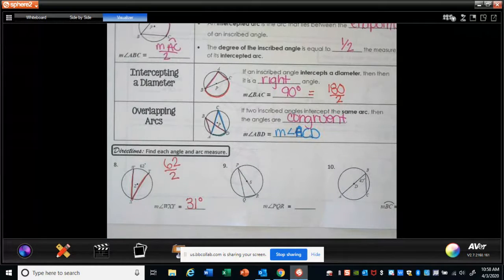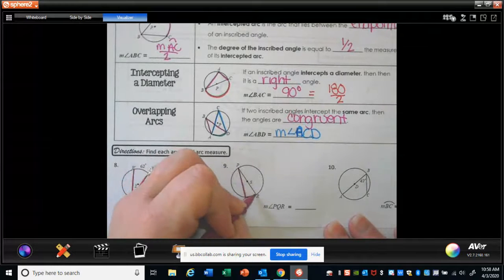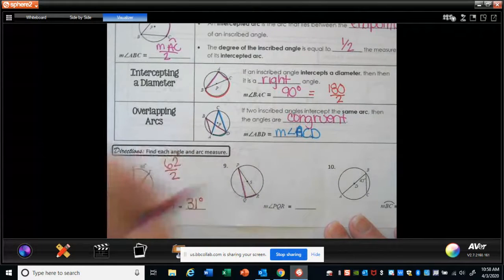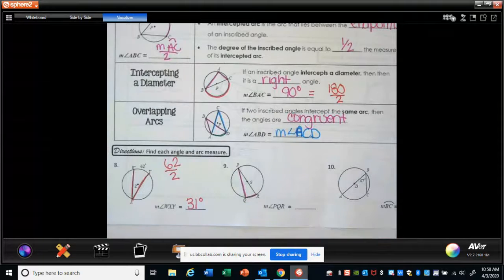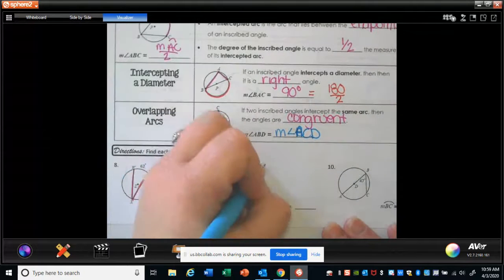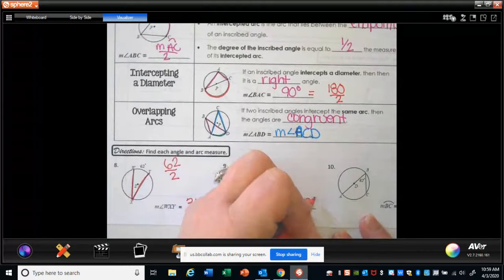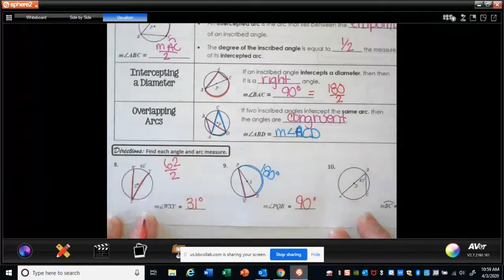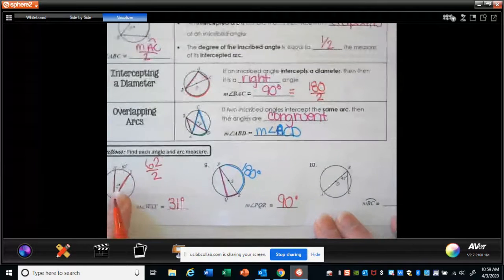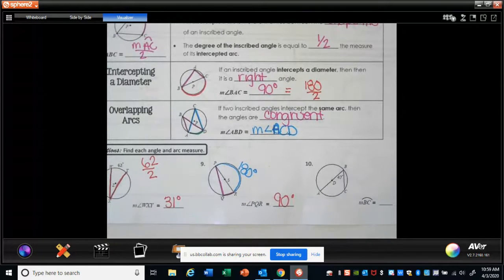Let's look at this angle, angle PQR. Notice that the endpoints of the angle, P and R, are the diameter of that circle. So we know that this arc measure right here is 180 degrees, and half of 180 is 90 degrees. So angle PQR is equal to 90 degrees. Now, the next one is a little bit different. It's asking for the arc measure here. They give us the angle, so we kind of have to work backwards.